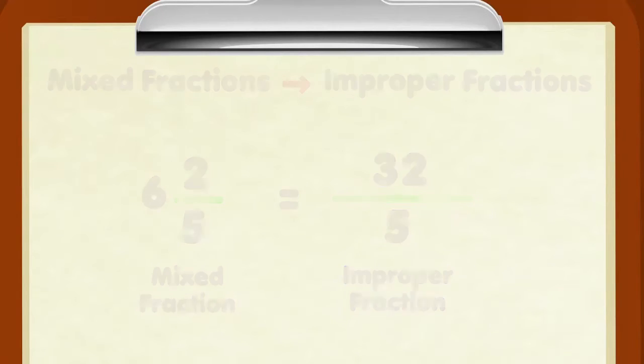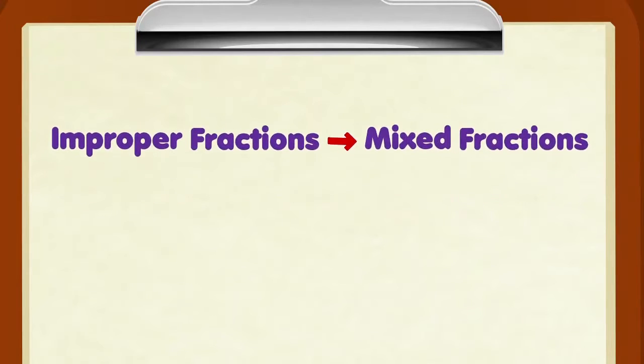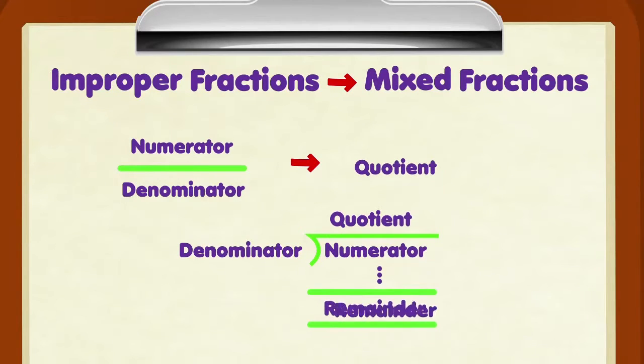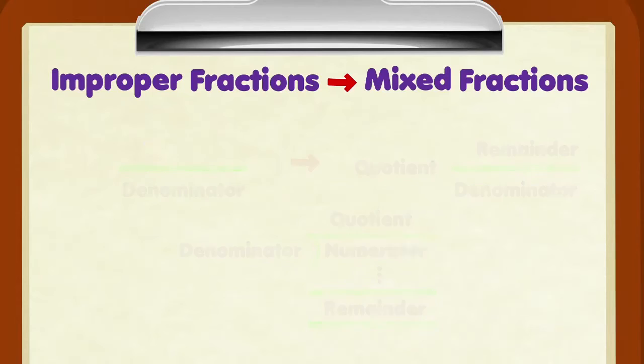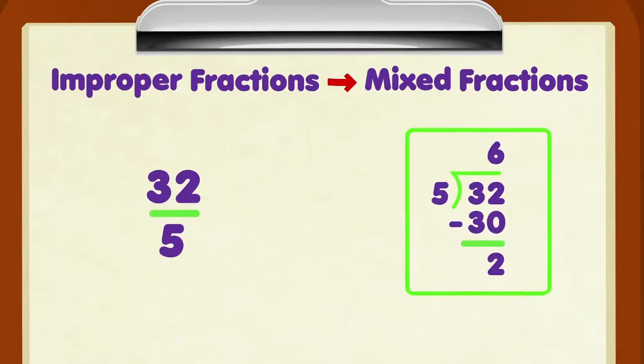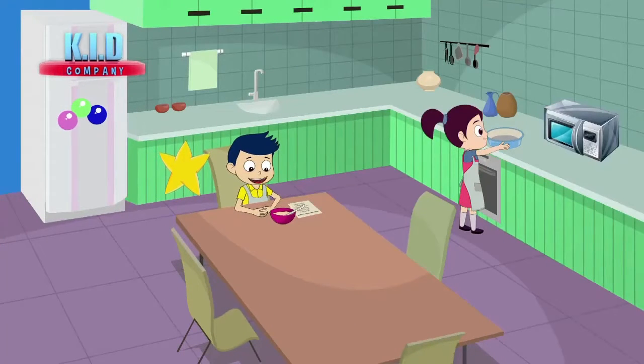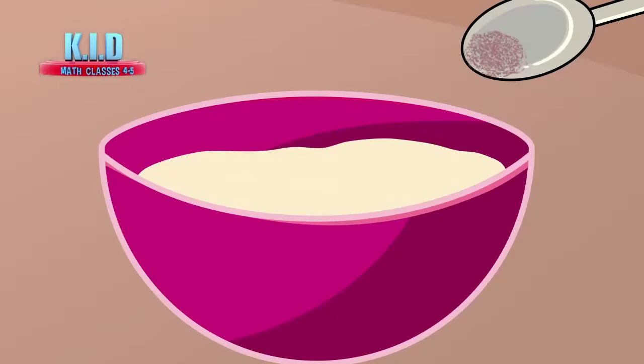Thus, 6 and 2/5 equals 32/5. To convert an improper fraction to a mixed fraction, divide the numerator by the denominator. The quotient obtained is the whole number. The remainder is the numerator of the fractional part of the mixed fraction and the denominator remains the same. Example, 32/5 is an improper fraction. Divide 32 by 5. The quotient is 6 and remainder is 2. Hence, 32/5 equals 6 and 2/5. So, 1 teaspoonful and another half a teaspoon of vanilla essence.